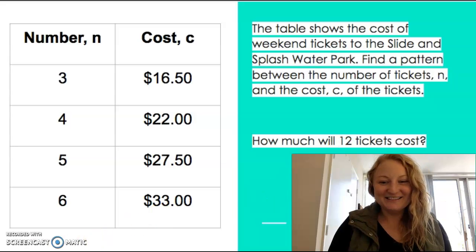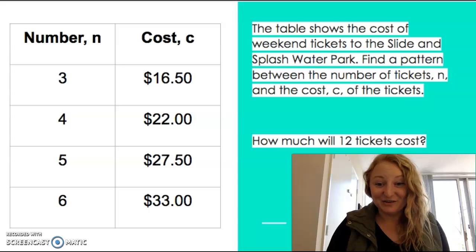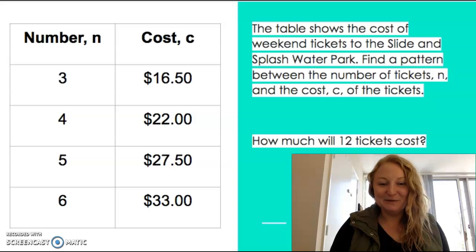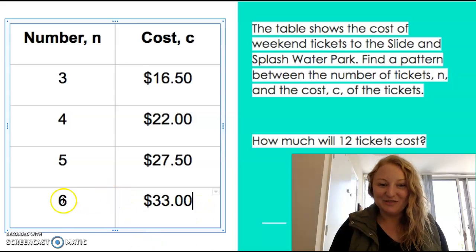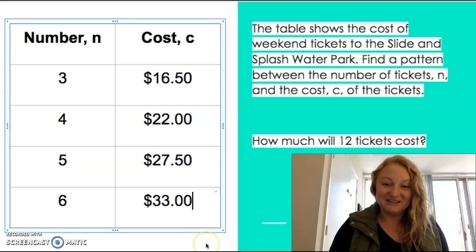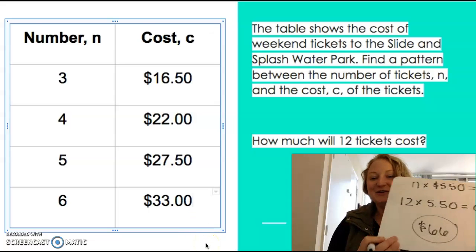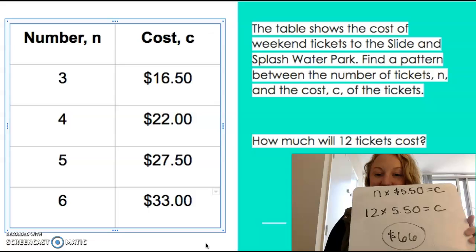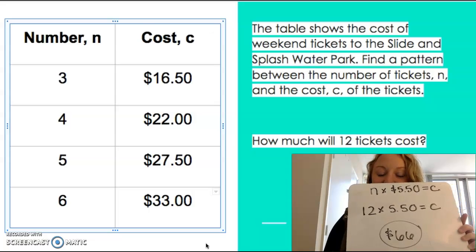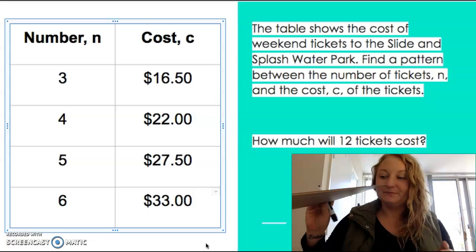All right, you're back. Some of you might have done the standard algorithm or partial product. I'm willing to bet that some of you just looked at the chart and you saw that 6 tickets equals $33. So I think you just doubled that to find 12. So 33 doubled would give you $66. Either way, 66 is correct. 12 tickets would cost $66.